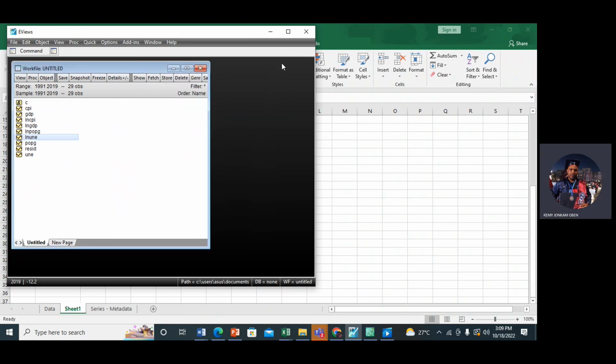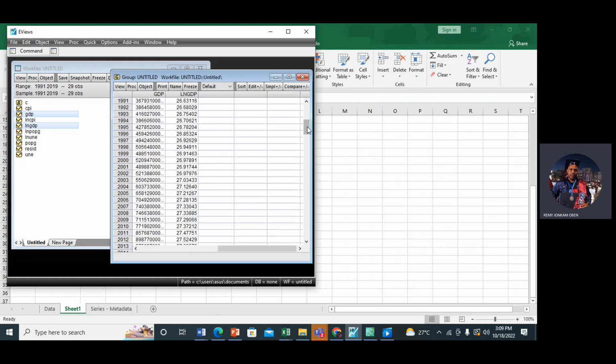Okay, now let me show you something between raw data and log data. Let's choose one, let's say GDP. We have the raw data here, GDP, and we have LGDP. So this GDP is the raw data, and this LGDP is the logarithmic form of the data. I've selected both variables. Press enter on your keyboard. You see this is the data for both of them, GDP and LGDP.